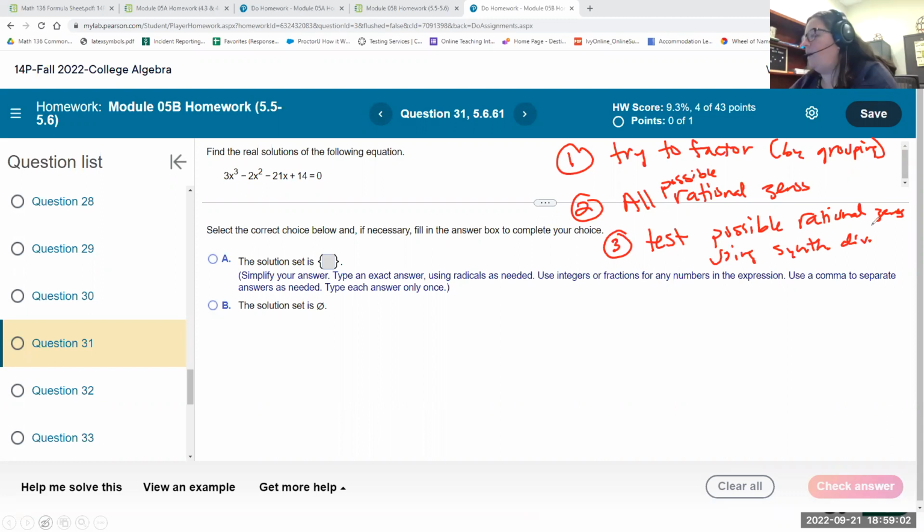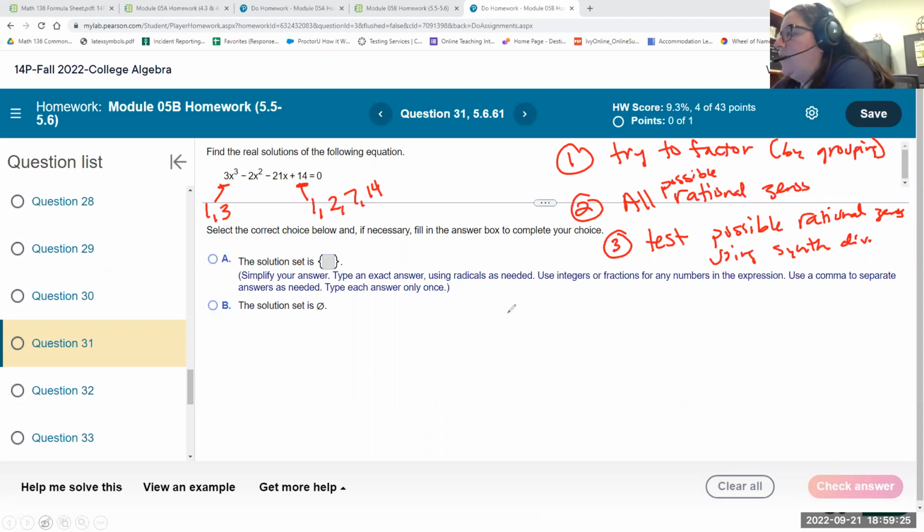All right, so I'm going to skip step 1 here to see what happens if I don't factor by grouping. And so for the possible rational zeros, you're going to look at the factors of the constant term. So that would be 1, 2, 7, and 14 in this case. And the factors of the leading term, in this case, 1 and 3.